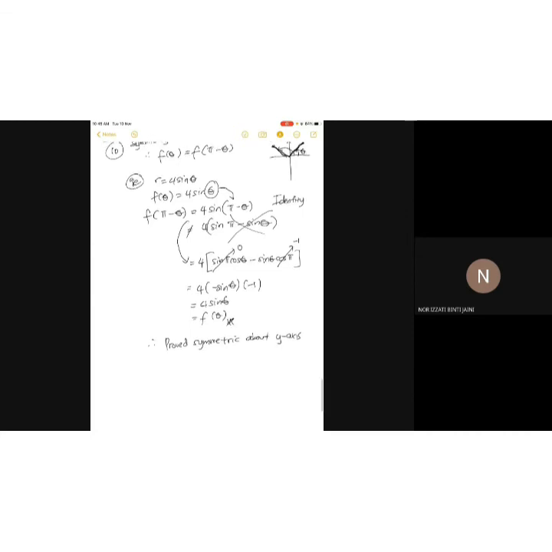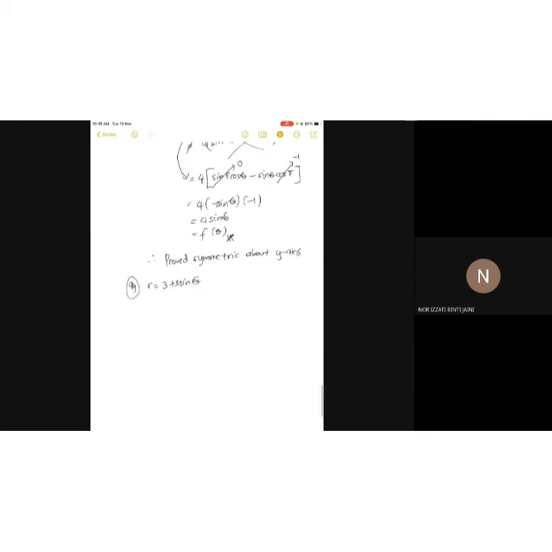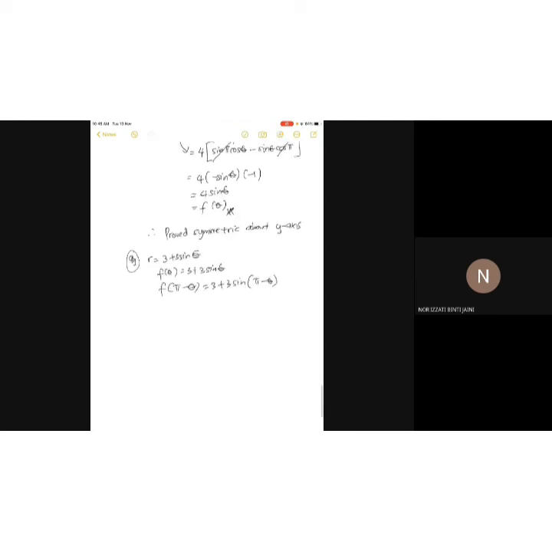Then we have proof it is to be symmetric about y-axis. Nak proving yang ini sajalah sebenarnya. Okay. Sama juga dengan 9G. Okay, so means your f theta is 3 plus 3 sin theta. Then your f pi minus theta will be 3 plus 3 sin pi minus theta. Okay.